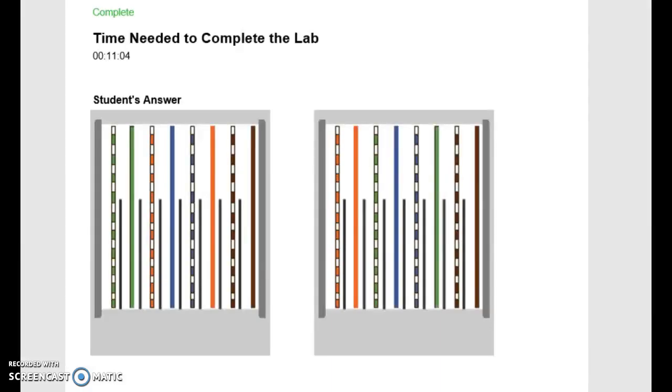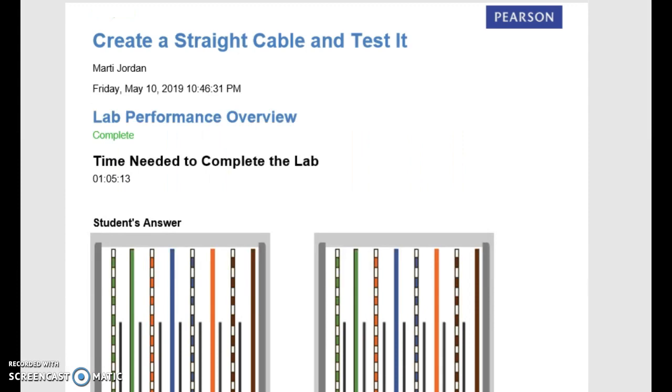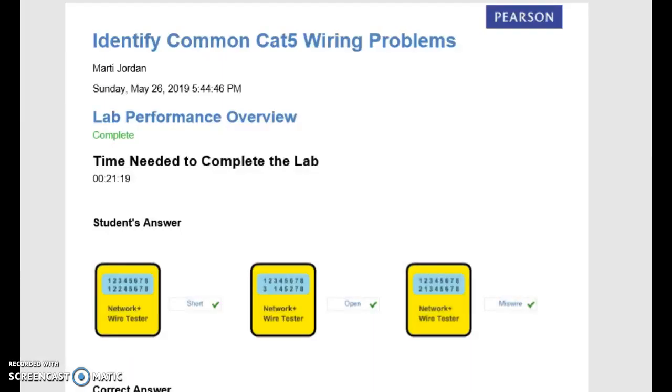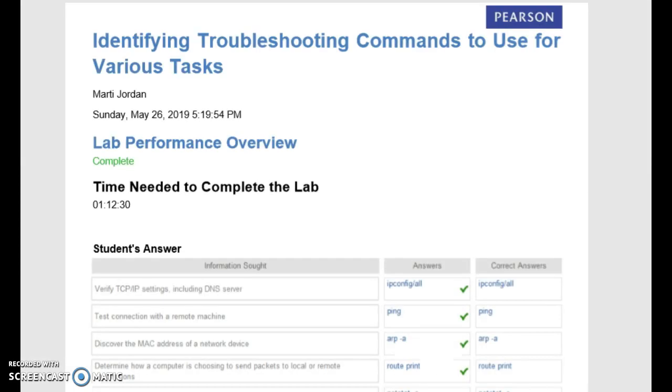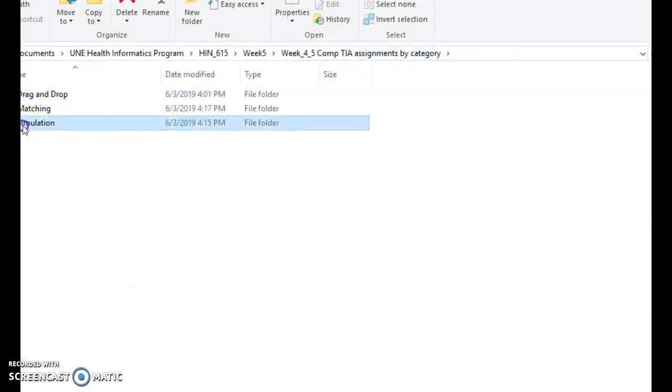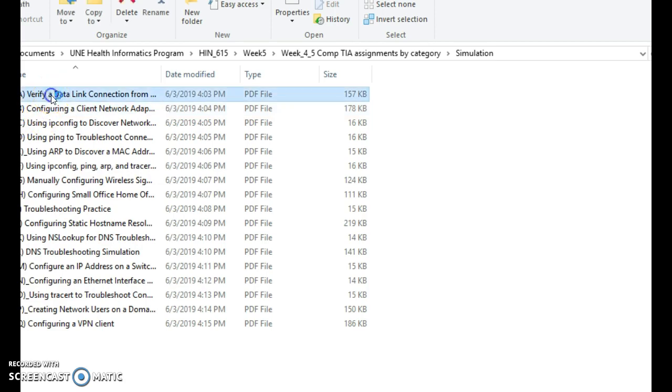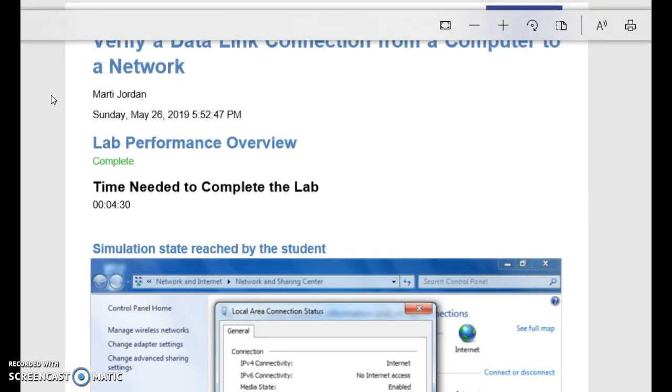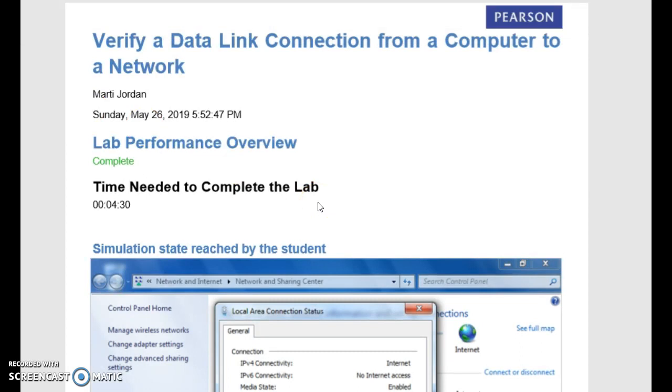Okay, so now we're going to go on to the next section, which is the simulations. I liked these assignments, but some of them made me want to scream.